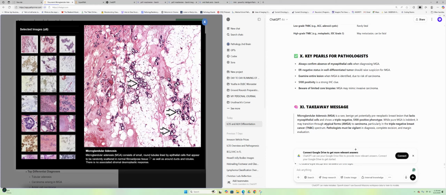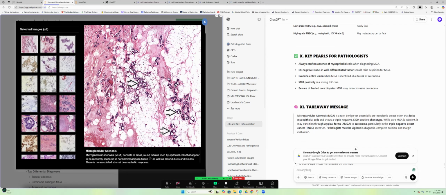S100 positivity is something that would link you to it. Limited core biopsies may be difficult. MGA may mimic invasive carcinoma. So the takeaway message is microglandular adenosis is a rare, benign, yet potentially pre-neoplastic breast lesion that lacks myoepithelial cells and shows a triple negative, S100 positive phenotype. While pure microglandular adenosis is indolent, it may transition to atypical microglandular adenosis to carcinoma, particularly in the triple negative spectrum. Pathologists must be vigilant in diagnosis. Complete excision and margin evaluation is important.